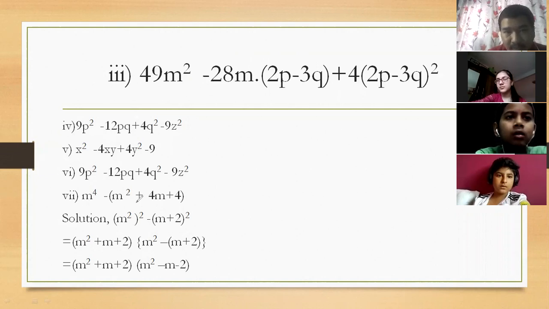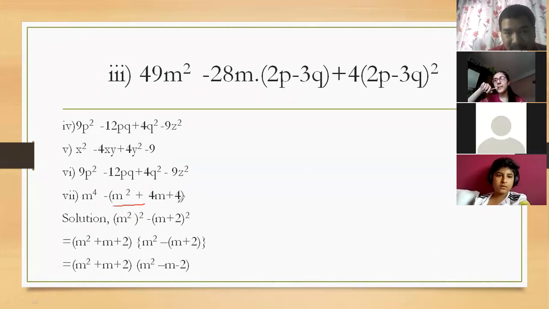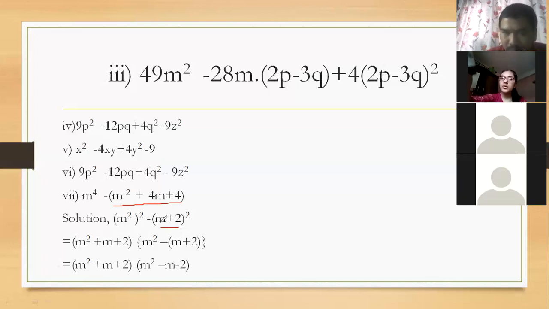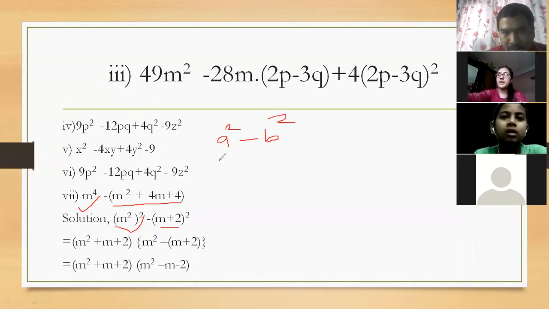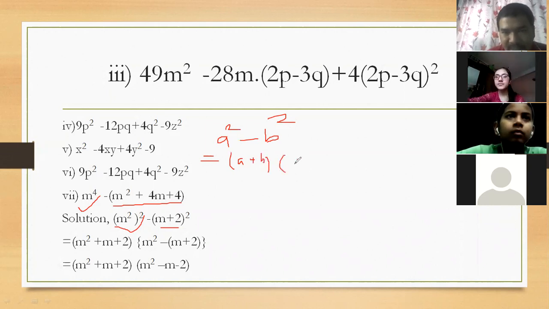Look here, these last 3 terms which are kept in bracket are in formula. Which formula? A plus B whole square. Yes, you are right. A plus B whole square. And m power 4 means we can write m square whole square, right? Now it is in which formula? We have learned that formula also, a square minus b square formula, right? Yes, sir. What is that? A plus b, a minus b. Yes, that formula is used there.